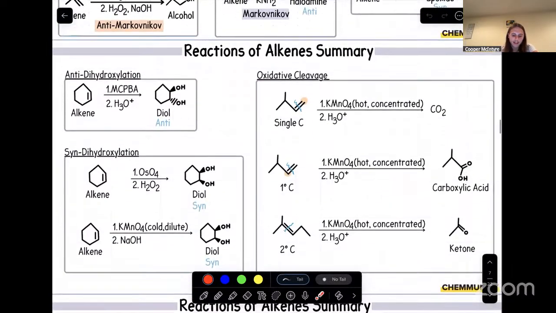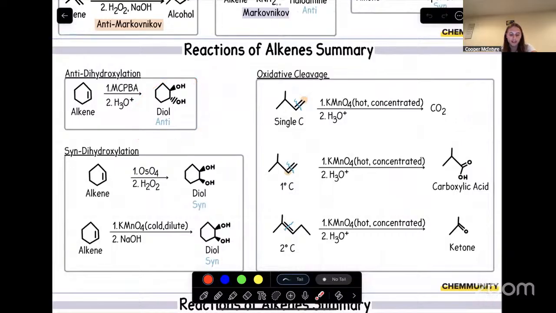And again, here's a good example of an anti-addition. We have one alcohol being wedged and then another alcohol being dashed. And then down here, a great example of syn addition, where both our alcohols are wedged and they're facing the same side.